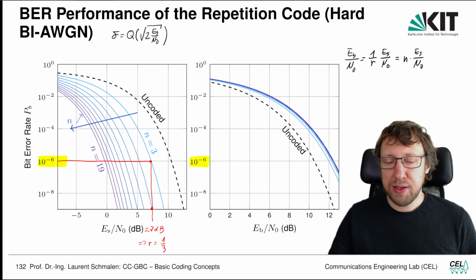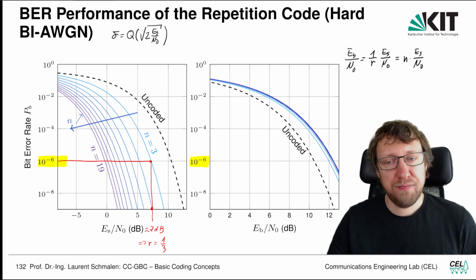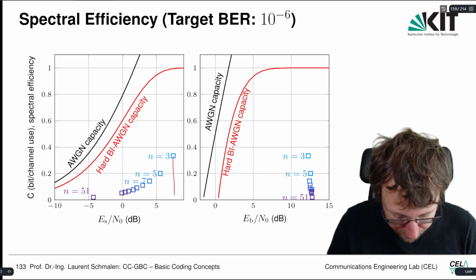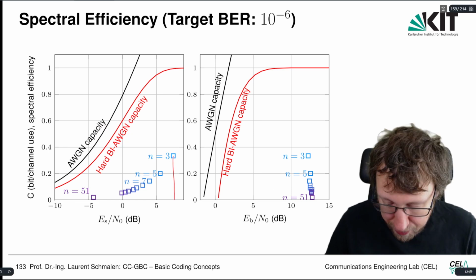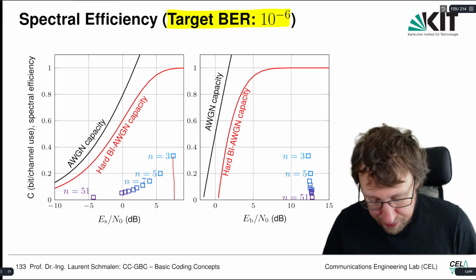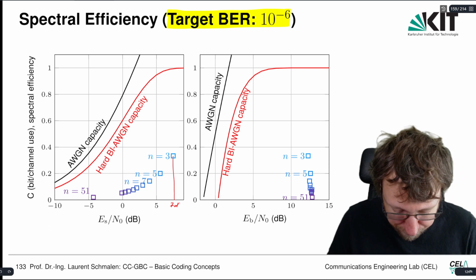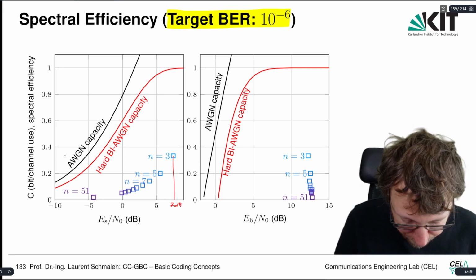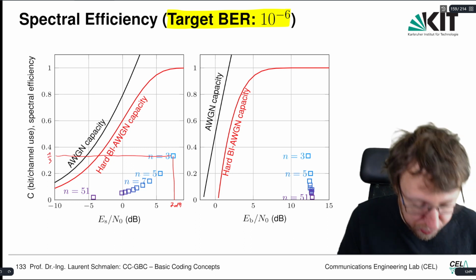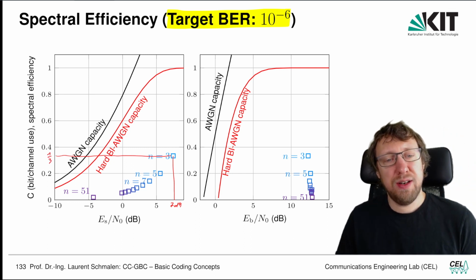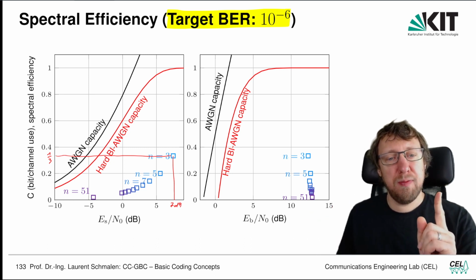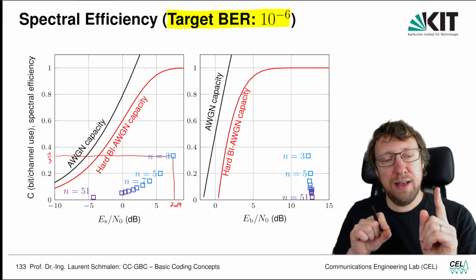And the rate of the code, n equals 3, means we have a rate of 1/3. So now how do we insert this in the spectral efficiency chart? Well, we look at n equals 3. The performance at the target bit error rate, which is given in the title, is at 7 dB roughly. And we have a rate of 1/3, 0.33. So that's where we put the dot. The y-axis is always the rate of the code, and the x-axis is the ES over n0.